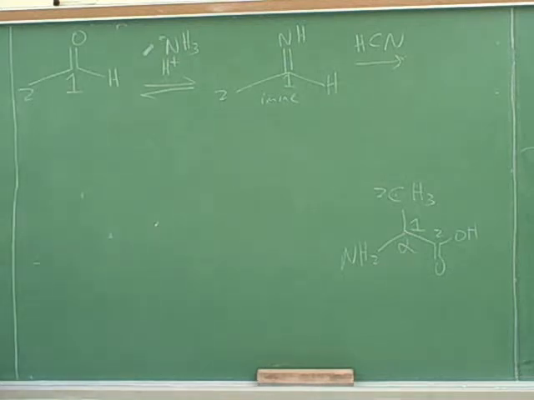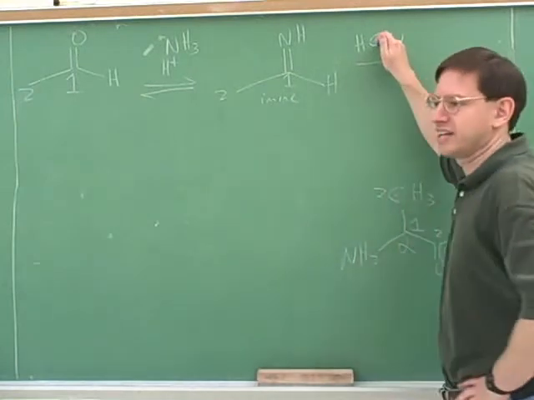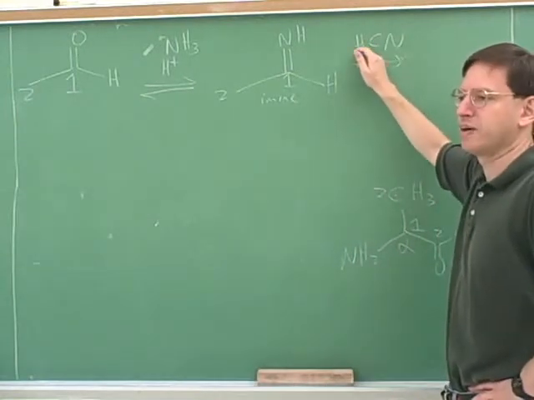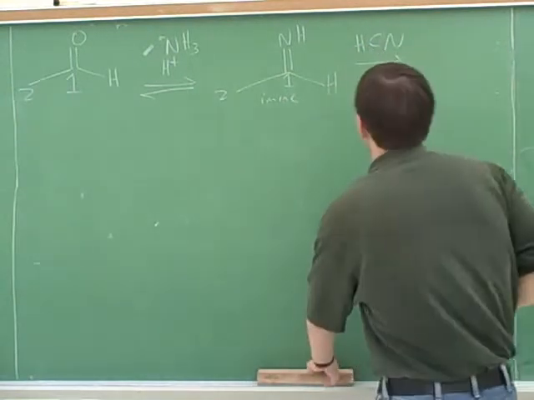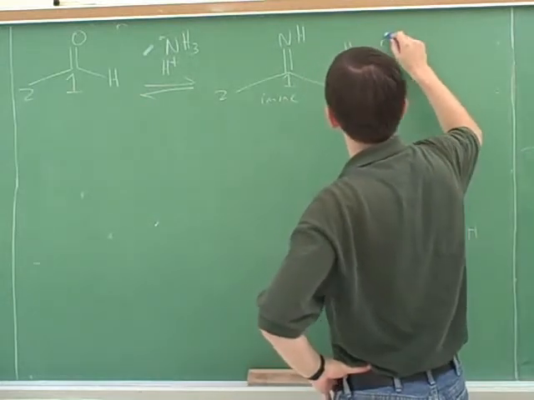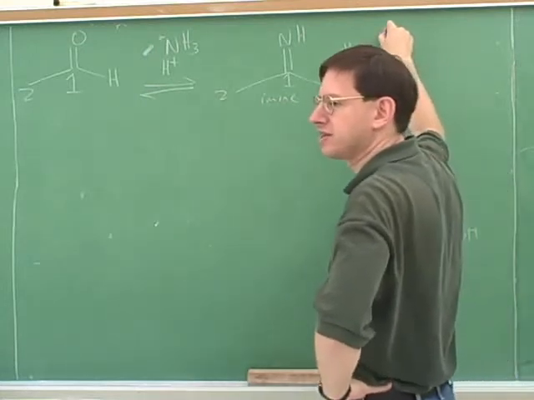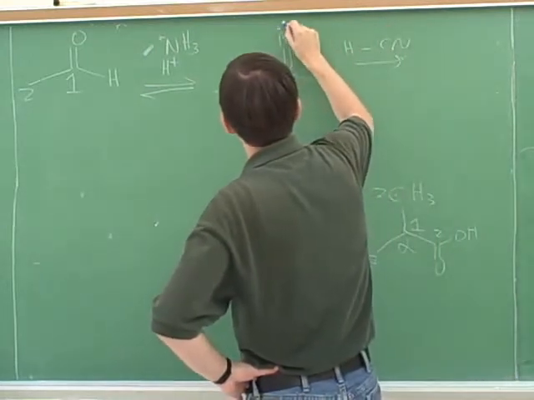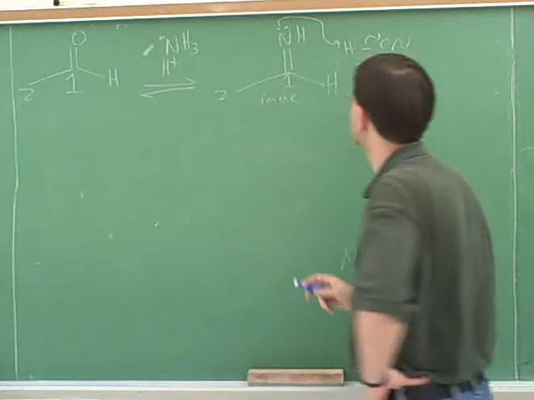Now keep in mind, this is not a cyanide ion yet, because this is not an ionic bond. With these reagents, we can't just put a negative charge on the CN. This is not sodium cyanide. So it seems like the most logical thing to do here would be to protonate first.